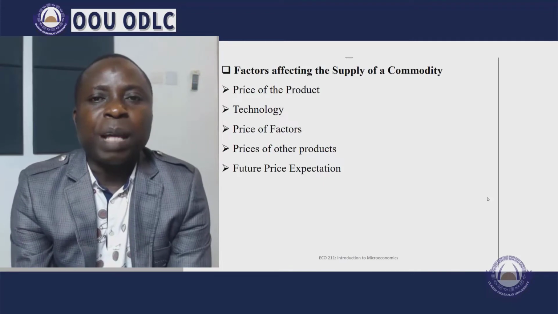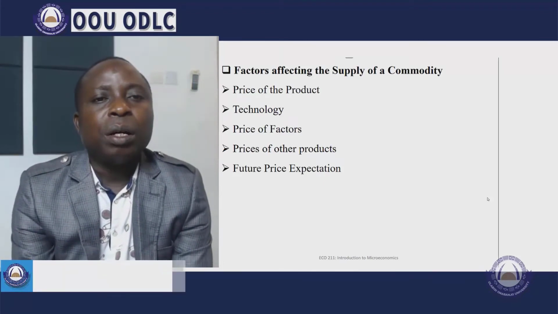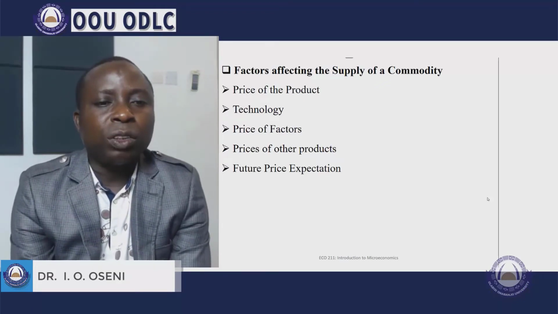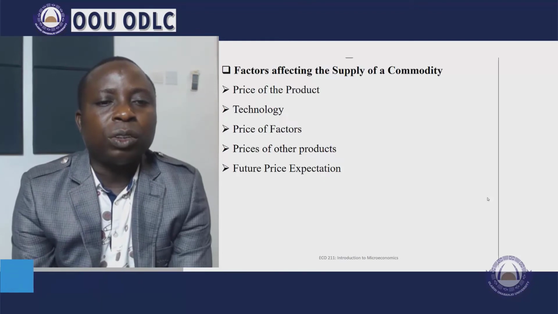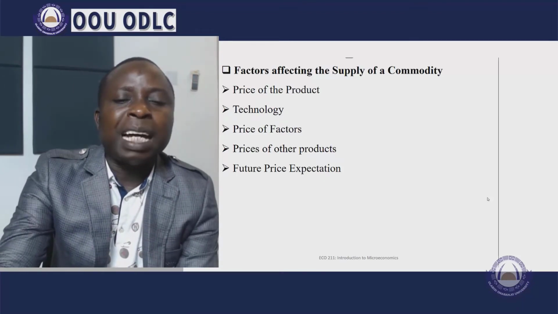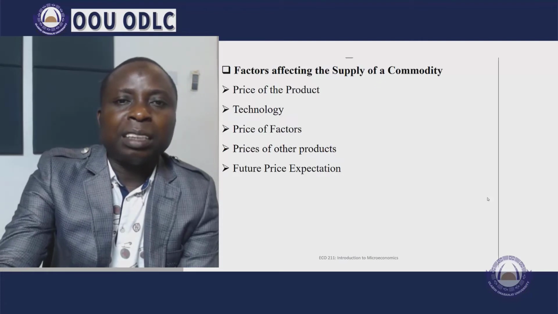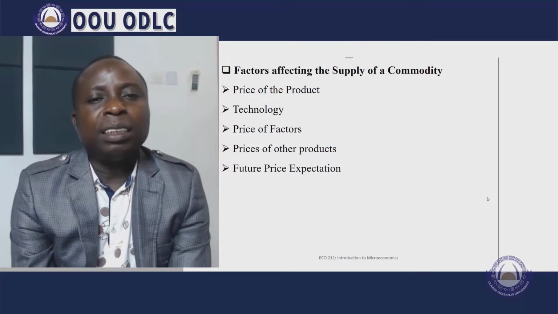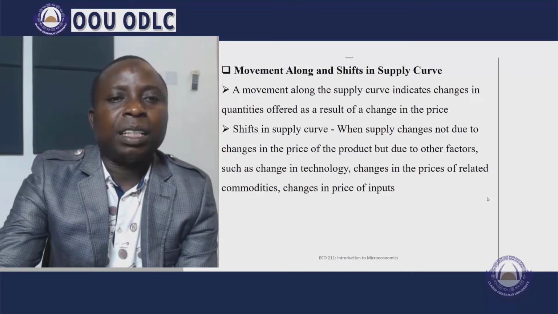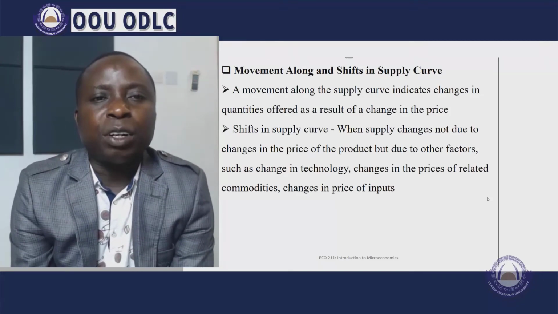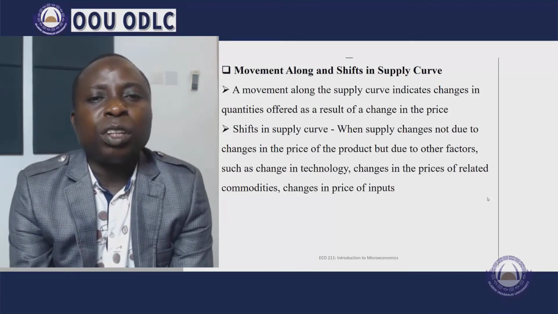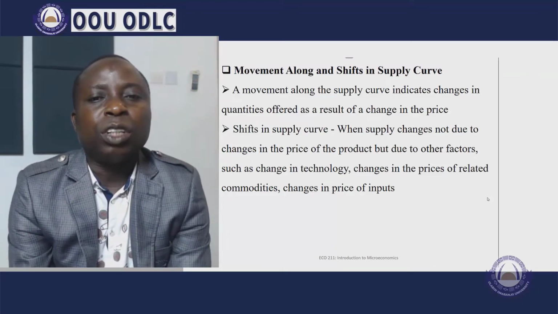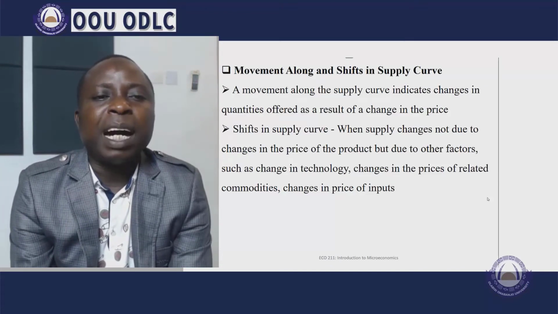Factors affecting the supply of a commodity include price of product, technology, price of factors, prices of other products, future price expectations. This can further be learned from the study material. Movement along the supply curve. A movement along the supply curve indicates changes in quantities offered as a result of change in the price.